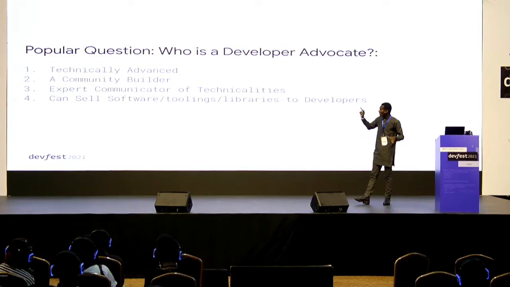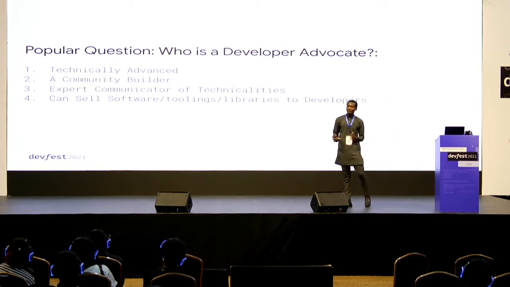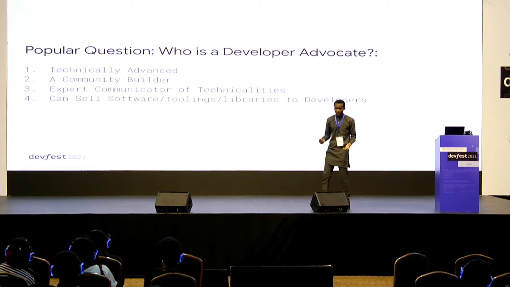So number three here, you must be an expert communicator of technicalities. And number four, you can sell software tooling and libraries to developers. In some way, developer advocates are also salespeople. They get to sell software, right? They meet people on the road and say, hey, what do you do? Okay, I work at Paystack, I work at Polygon, I work at Stack Overflow, I work at this company. You must be able to sell the service to the people, right?